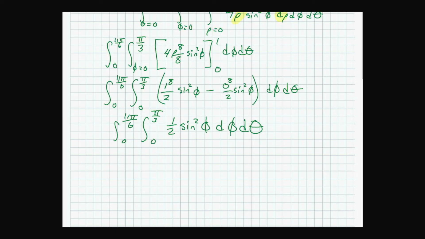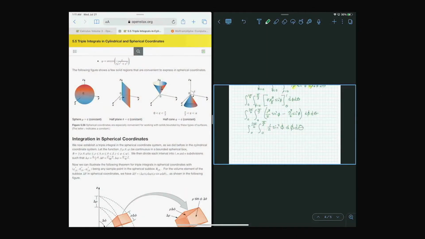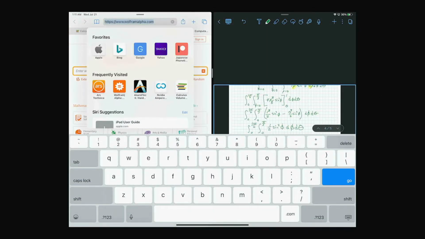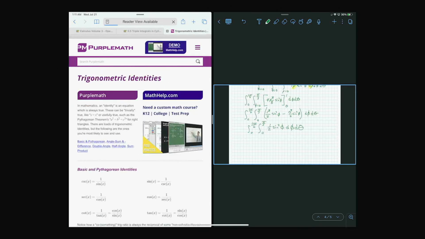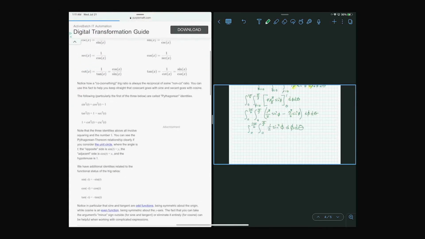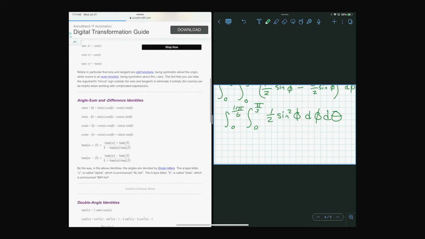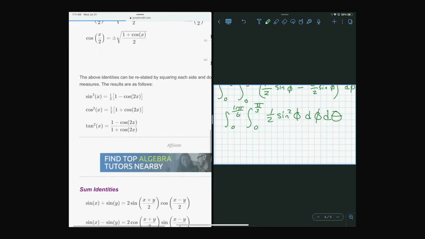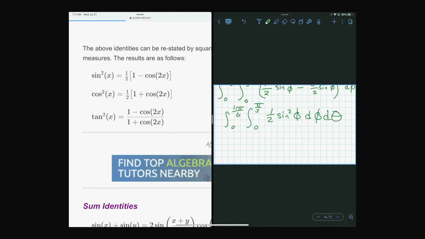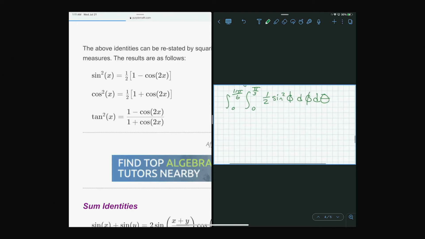And so what you're going to want to do is just keep note of certain trig identities that are going to show up a lot. So, trig identities, Purple Math, I think that one's good. You want the one that's going to bring that power down. Here they are. These identities right here are exactly the ones you want because they're going to bring the power down in that sine squared. So you'd go 0 to 11 pi over 6, 0 to pi over 3.